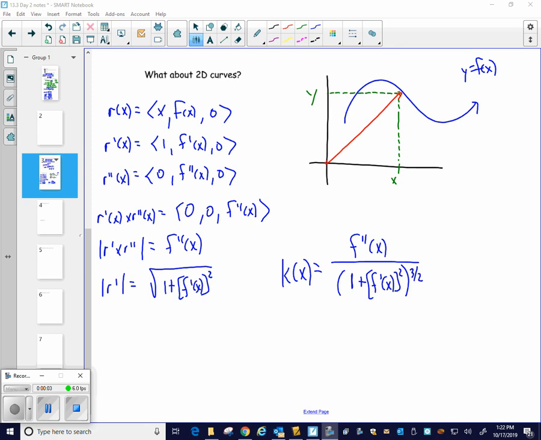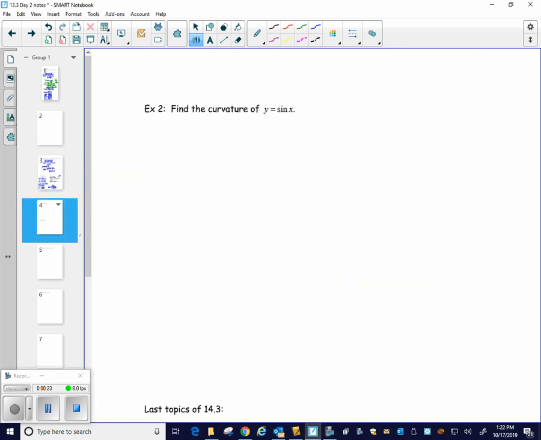All right, so as promised, we're going to finish up the notes on 13.3 on the curvature. So we've just established the good formula, which we established on the previous page, and then we also established a formula for curvature for a two-dimensional function, which we have showing here. So let's go ahead and apply that. We want to find the curvature of y equals sine of x.